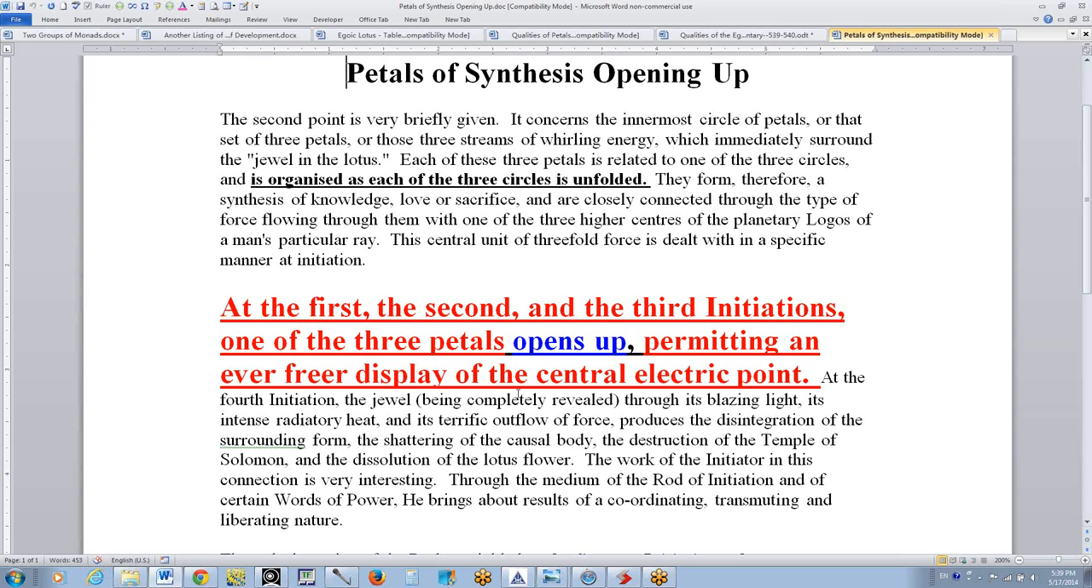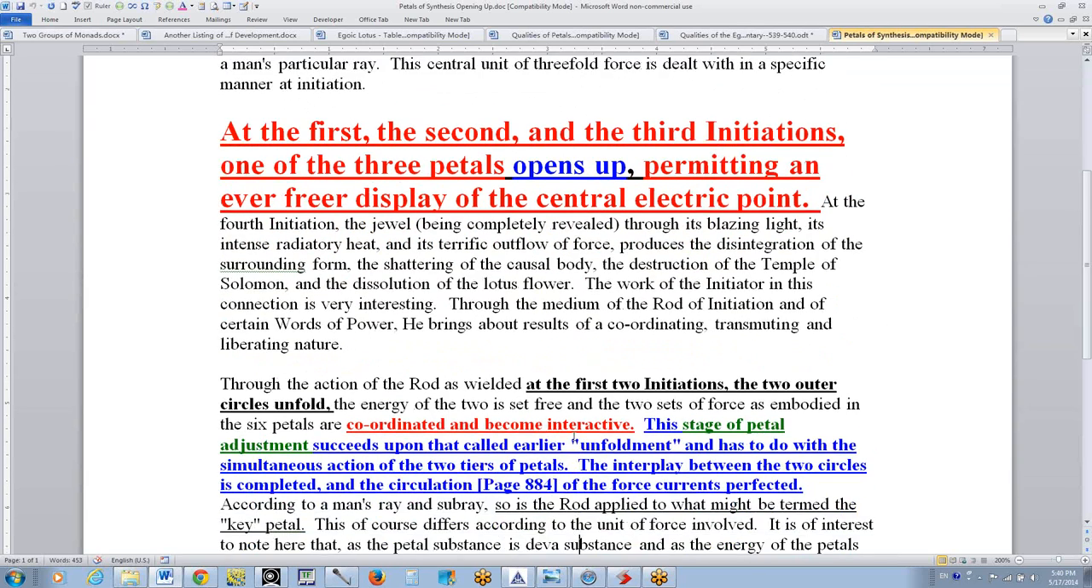So Sanat Kumara is involved in this process. And the jewel in the lotus is active. The monad is active. The Buddhic plane is active. The lower atomic triangle is active. We have learned this in other places.